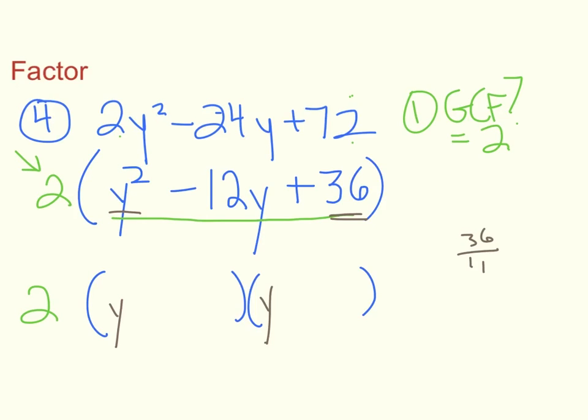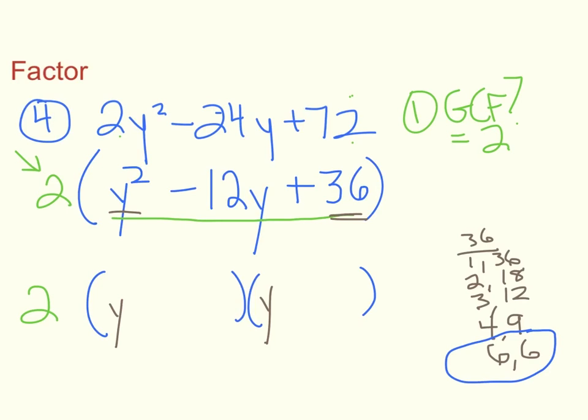Those could be 1 and 36, 2 and 18, 3 and 12, 4 and 9. 5 doesn't go into 36, 6 and 6. So looking for one of these pairs that we can make negative 12 out of, and we can make negative 12 out of the 6 and the 6 as long as both of them are negative. If they're both negative, they multiply to be positive 36, and if they're both negative, they add to be negative 12.